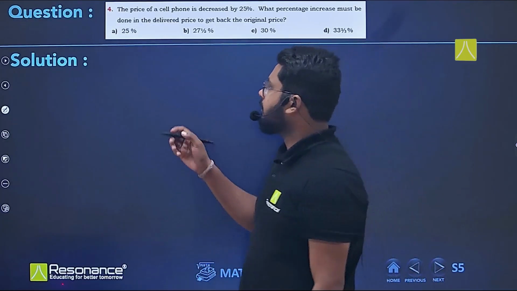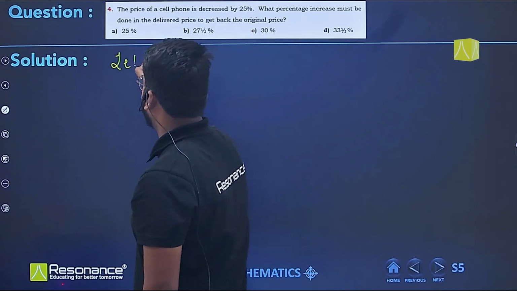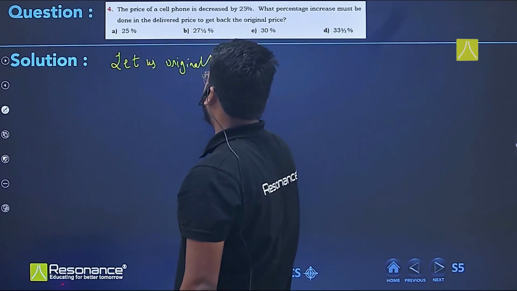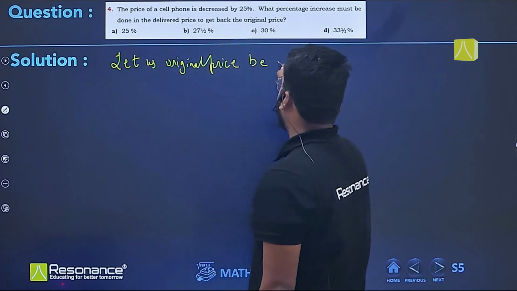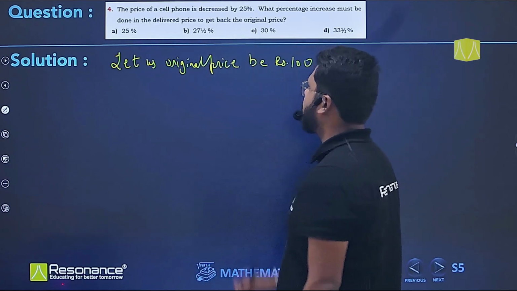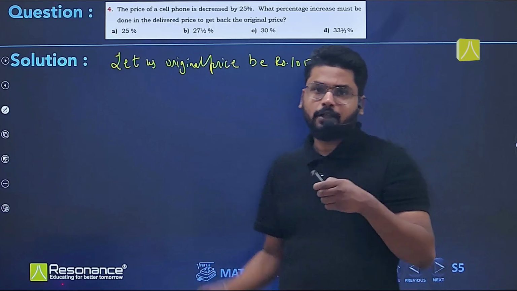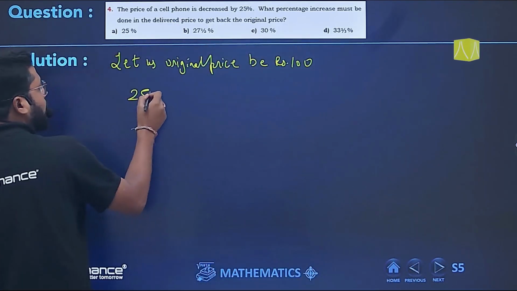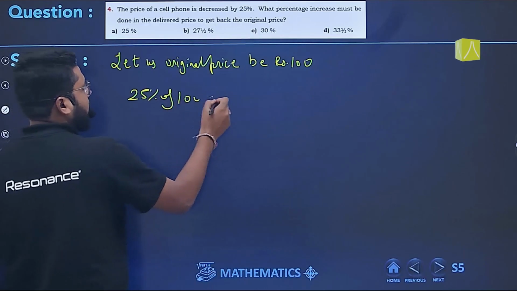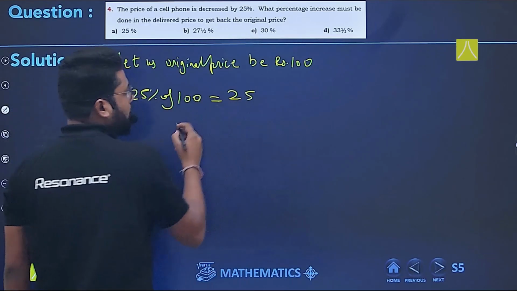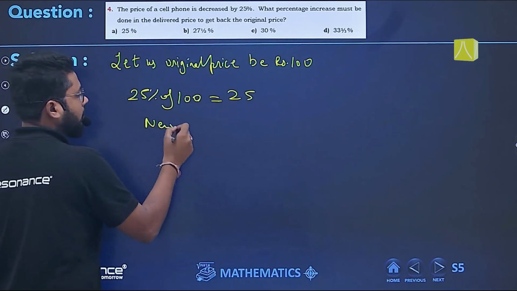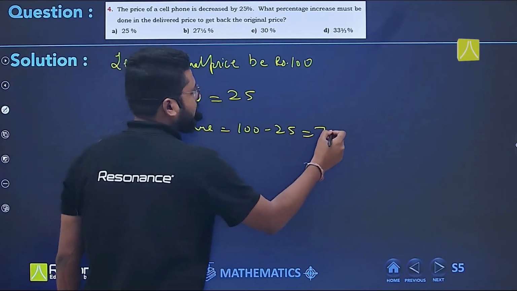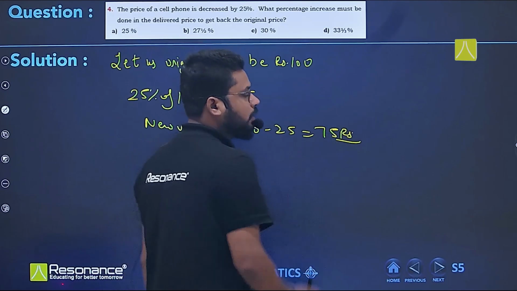So let us say the original price be 100 rupees. First we are decreasing 25% of it. So 25% of 100 is 25 only. So the new value will be 100 minus 25, that is 75 rupees. Now the new value is 75 rupees.